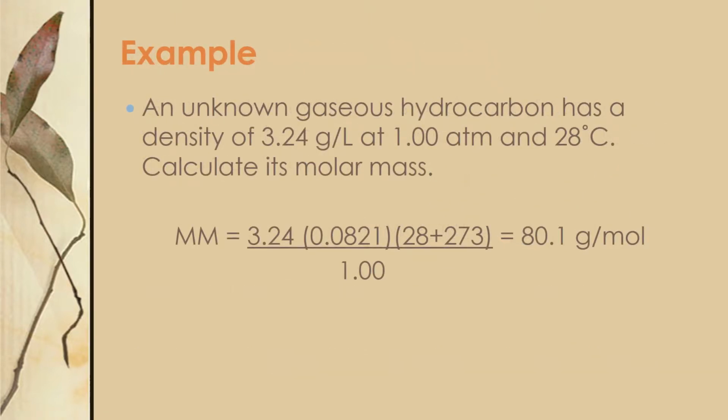Let's take a look at an example. I have an unknown gaseous hydrocarbon, which has a density of 3.24 grams per liter at 1 atmosphere and 28 degrees Celsius. Calculate its molar mass. Well, we were given density. We always know R. We converted degrees Celsius to Kelvin, and we're given P. Plugging into dRT over P, we can simply solve. Our molar mass here is 80.1 grams per mole.